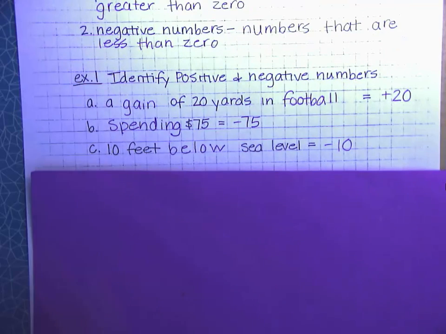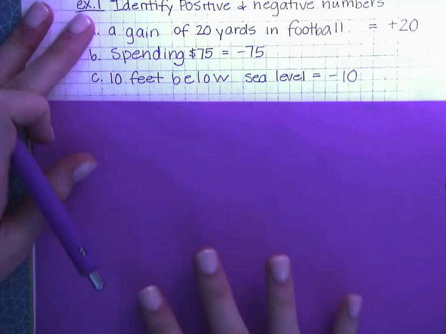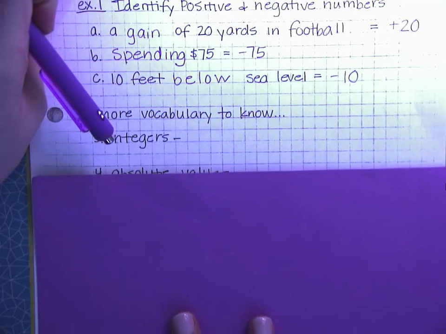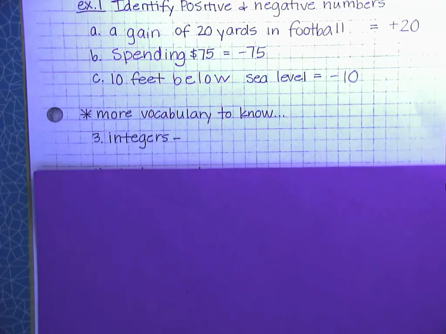All right, so that should be very simple, very familiar. We know the difference between positive and negative numbers, but it's good to get a reminder. So let's look at a couple more terms. These are the last 2 terms that we're going to look at today. So not a lot. The first one, integers. Anybody tell me what integers are?